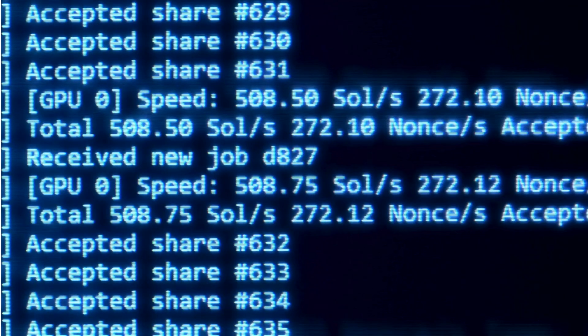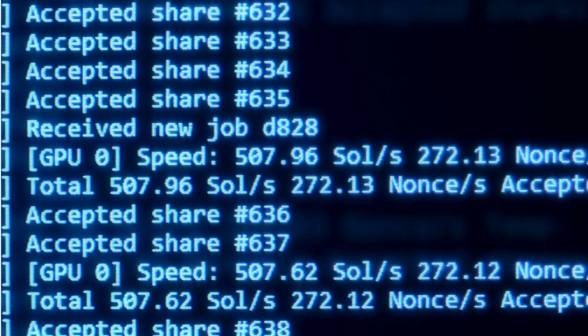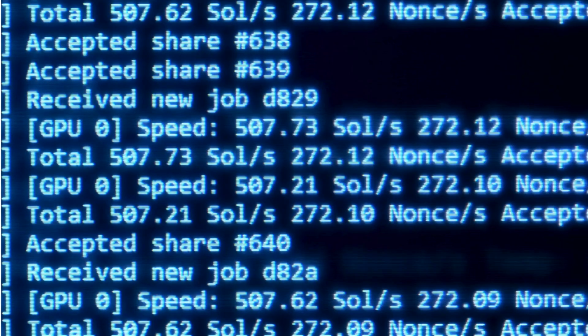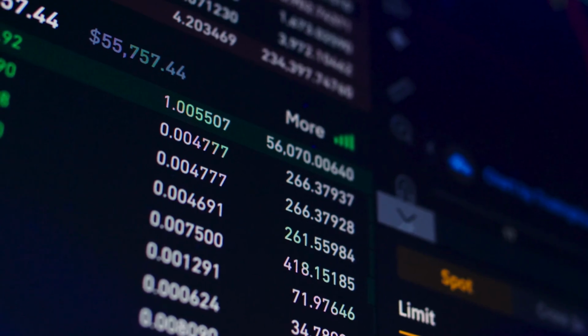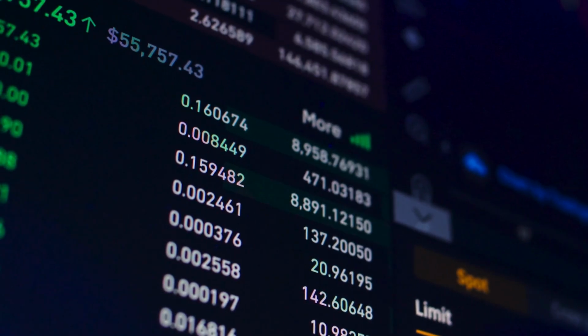Types of crypto arbitrage strategies. There are several types of crypto arbitrage strategies, each with its own level of complexity, risk, and potential reward. Let's explore the most common ones.